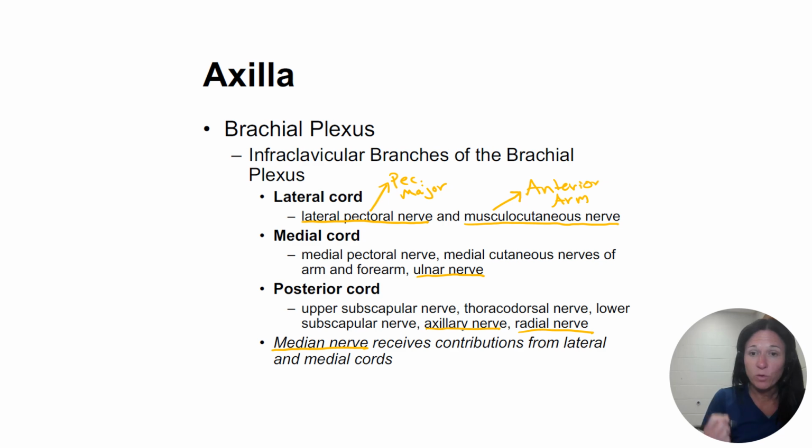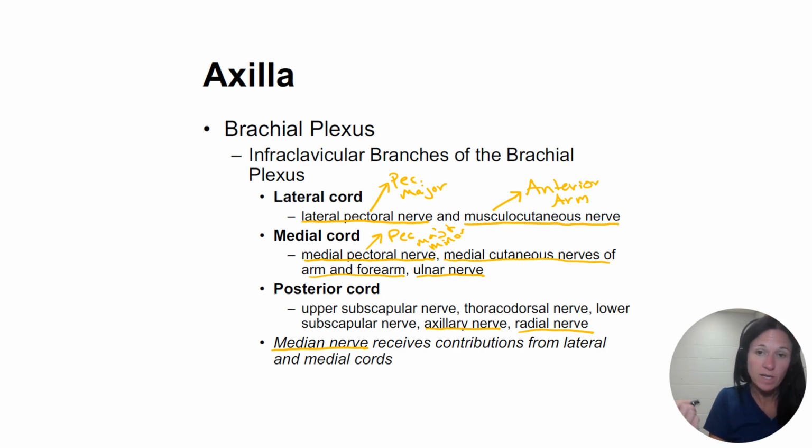From the medial cord then, medial to the axillary artery, we get the medial pectoral nerve, right? And medial does more. So medial pectoral is going to innervate both pectoralis major and pectoralis minor. And then we get the medial cutaneous nerves of the arm and forearm, and the ulnar nerve.